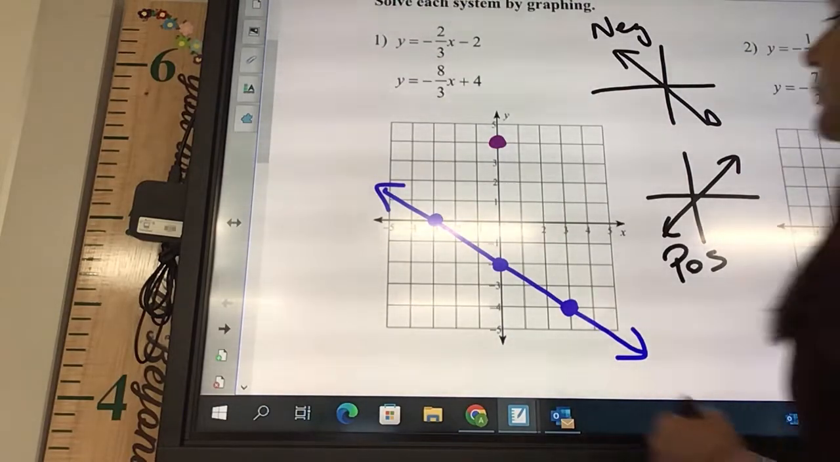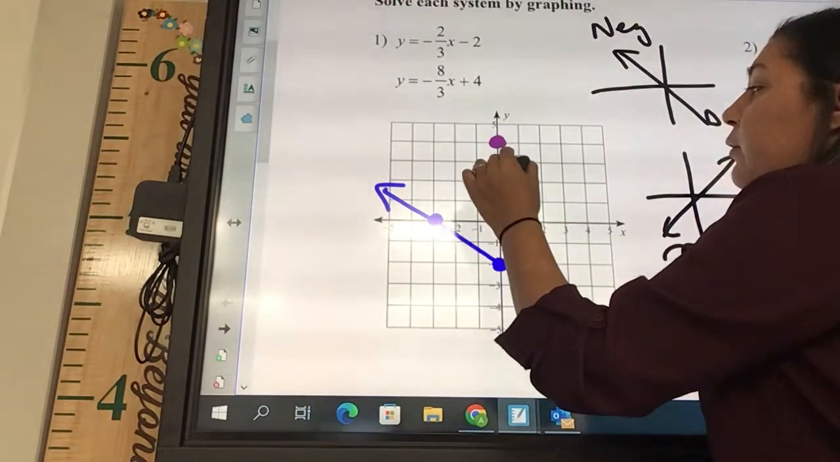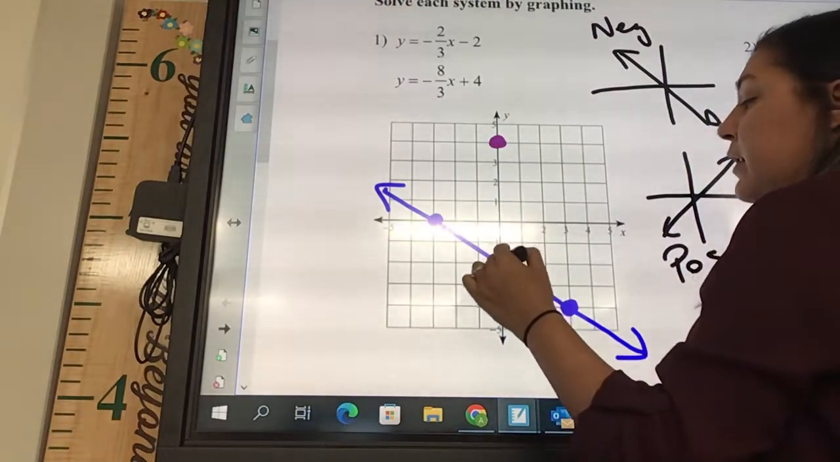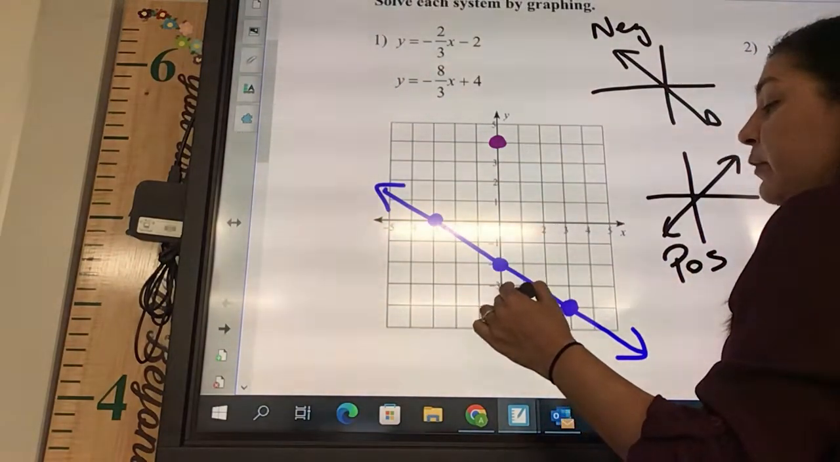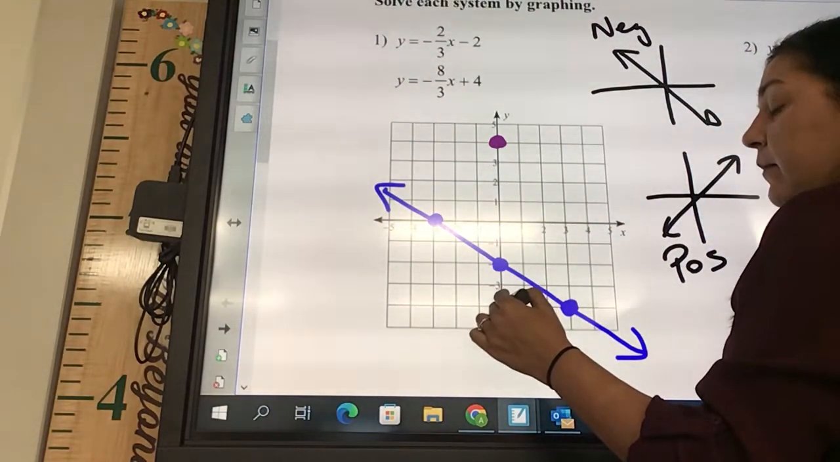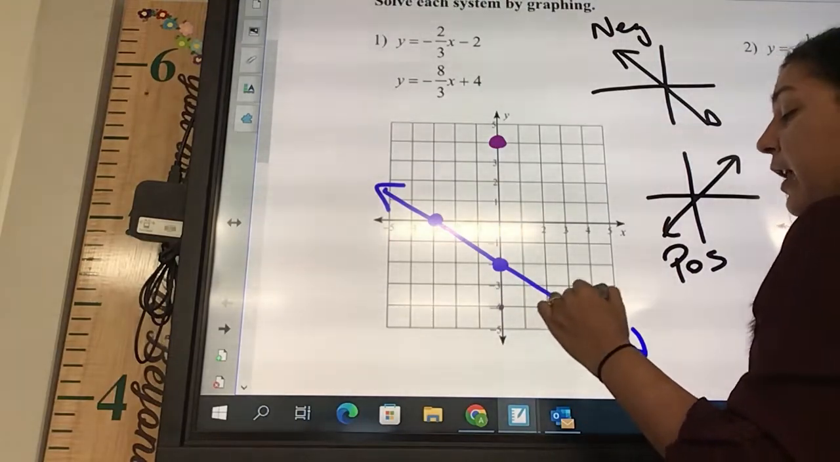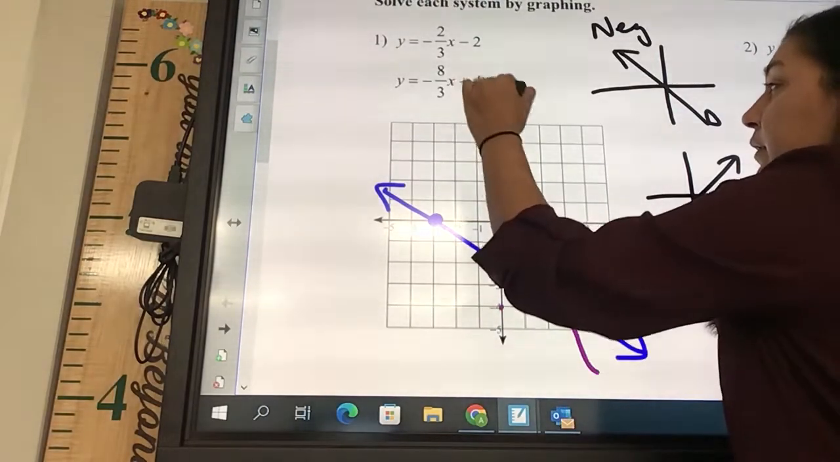Can I go up 8? No, so I'm going to have to go down 8. 1, 2, 3, 4, 5, 6, 7, 8. Over 3, which way? To the right. Okay, if we go to the left, are they going to intersect? No.